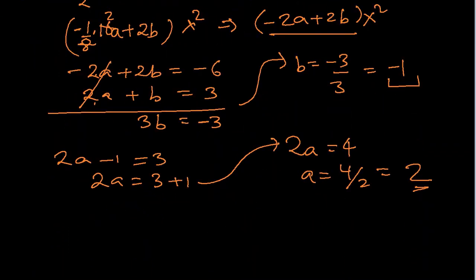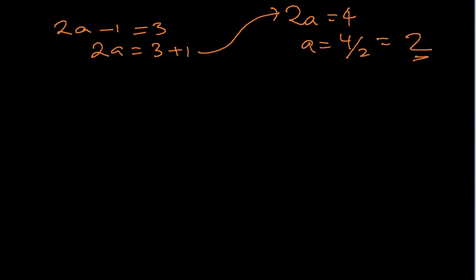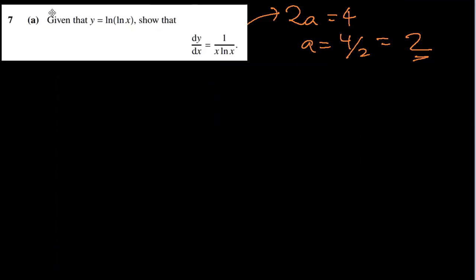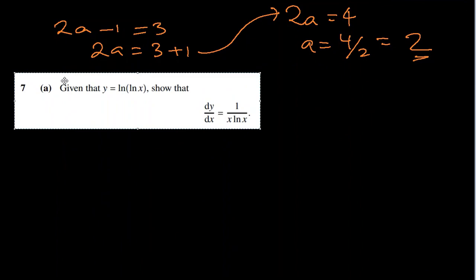Let's move on to question number 7, and a part of question number 7 is just of 1 mark. They are asking us to differentiate the equation they have given. So this is the equation y equal to ln of ln x. y equal to ln of ln x.